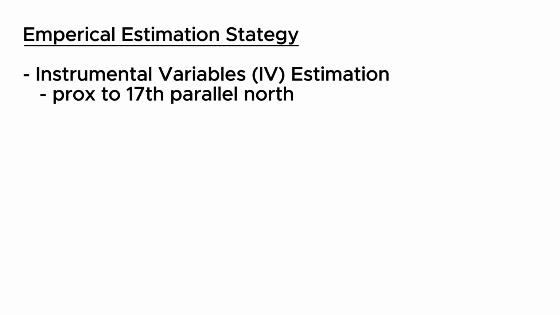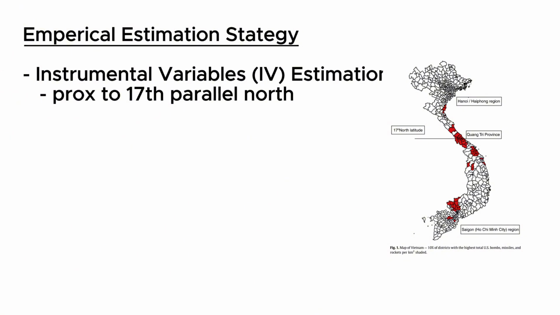And you have to find a variable that explains your non-random X. And in this case, they used the 17th parallel. The 17th parallel was the decided border between the north and south of Vietnam. This was where most of the fighting took place, and also where most of the bombing took place. The closer to the 17th parallel, the more bombs dropped. So they used the proximity to the 17th parallel as an instrumental variable for the amount of bombs dropped.